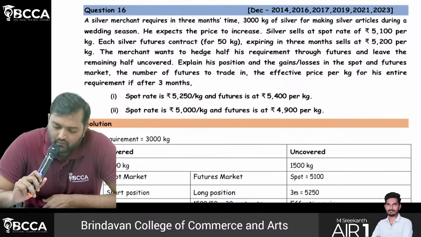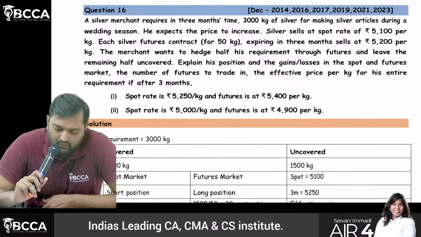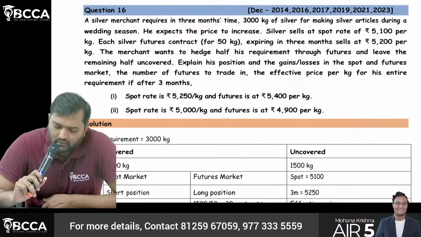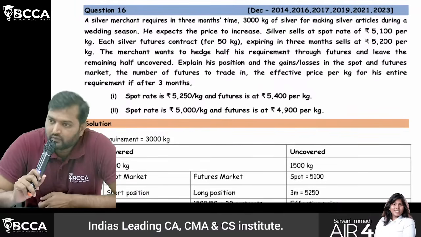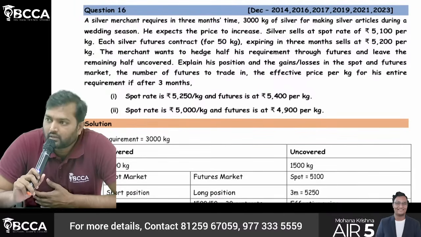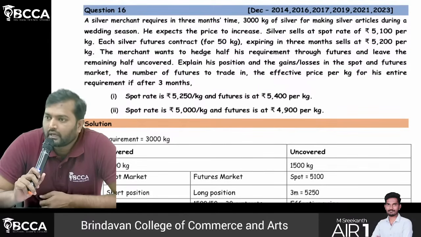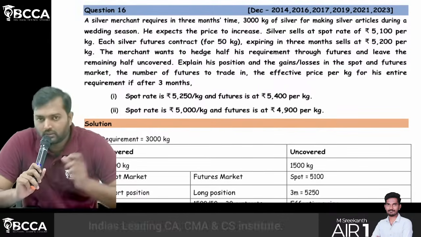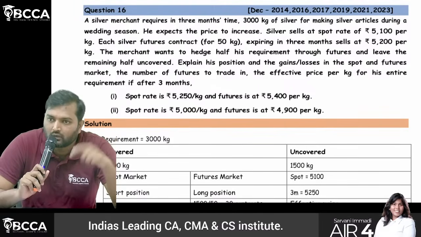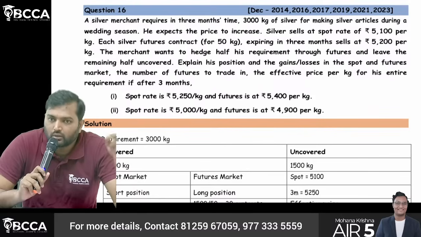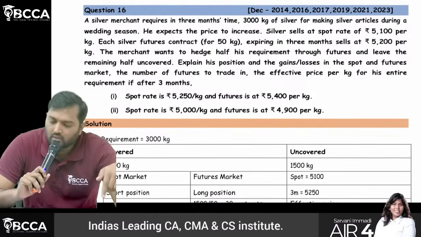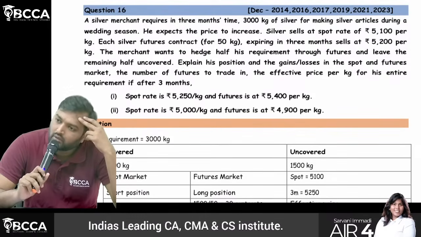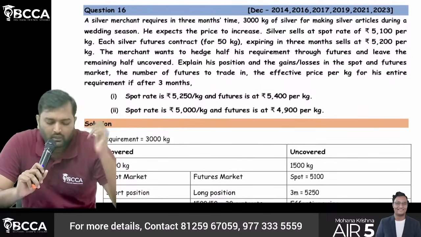Silver sells at a spot rate of rupees 5,100 per kg. Each silver futures contract is for 50 kgs, expiring in 3 months, and sells at rupees 5,200 per kg. Understand these terms. Spot price 5,100 means the rate applicable for now. If you want to purchase silver as on today, the rate applicable is 5,100. But if you enter into a contract today for the purchase of silver after 3 months, the rate applicable is 5,200 per kg.